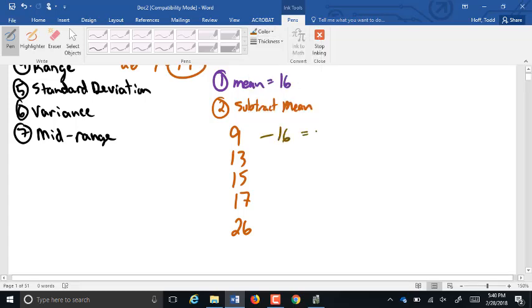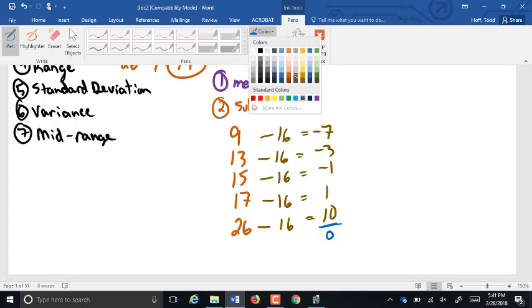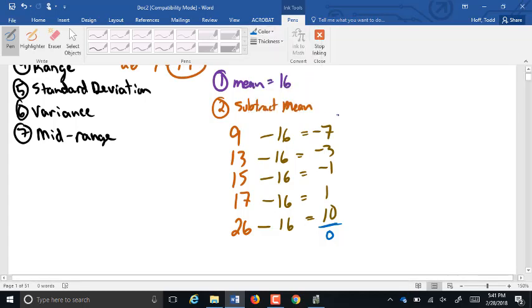9 minus 16, negative 7. 13 minus 16, negative 3. 15 minus 16, negative 1. 17 minus 16, 1. 26 minus 16, 10. Now, if we were double checking here, what should those add up to? Should we add up to 0, right? And they do add up to 0. That's just a way of double checking to make sure nothing has gone wrong so far. If you recall, those numbers right there were called the deviations.